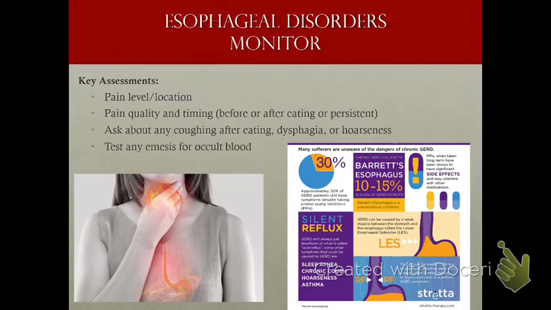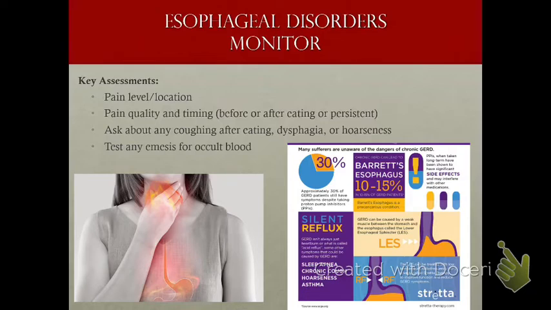So the most important assessments on these are just asking about their pain and when their pain is. Okay, how bad is your pain? Is the pain worse after eating? Is it there when you're not eating? Where is your pain? When is your pain? That's very important. Ask them about the worsening symptoms: coughing after eating, dysphagia, hoarseness, any bleeding, any vomiting blood, any undigested food if you're vomiting, ask them around that. And test any emesis, even if they vomit just food, check it for blood.